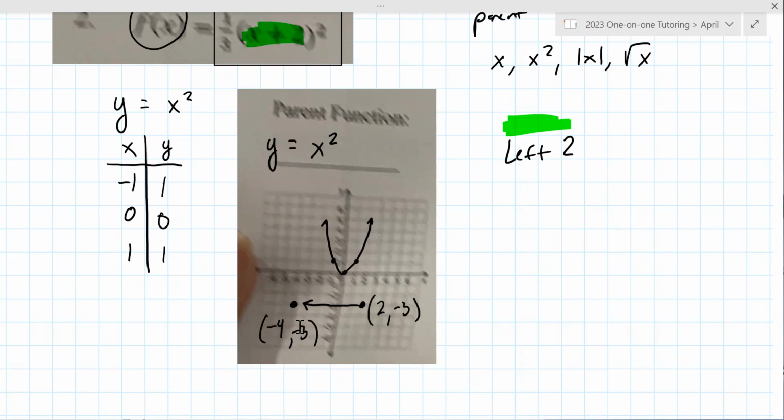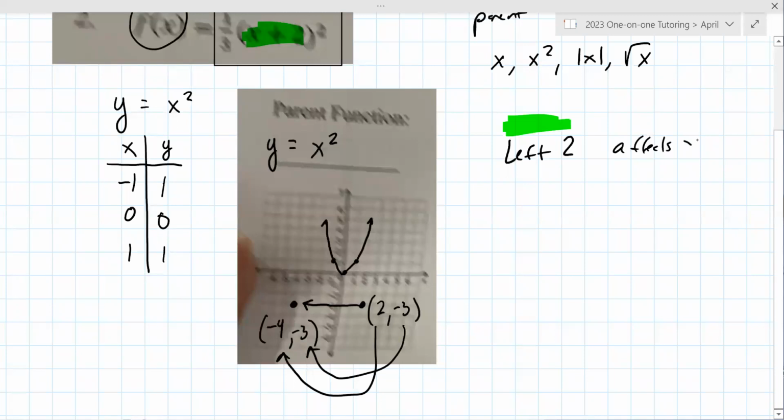It's negative 4, negative 3. That's right. I wrote that down. I'm asking you which changed. Did the y value change? The x changed. Yes. So when you move left, it affects x. Okay. So you're going to take all the x values and you're going to subtract 2 from them. So look at the x values here. I want you to subtract 2 from each of those x values.